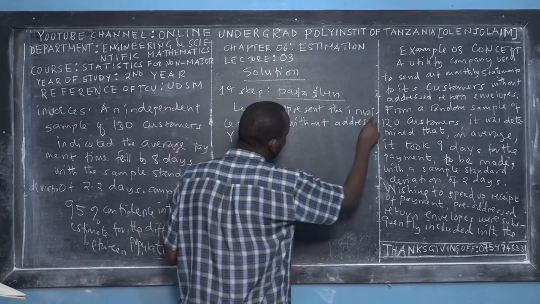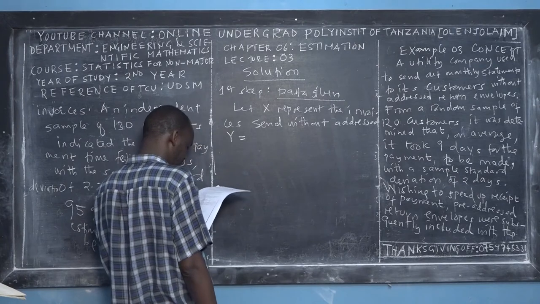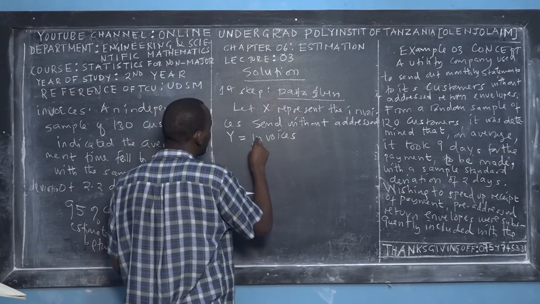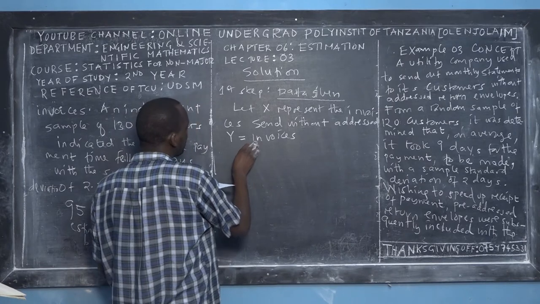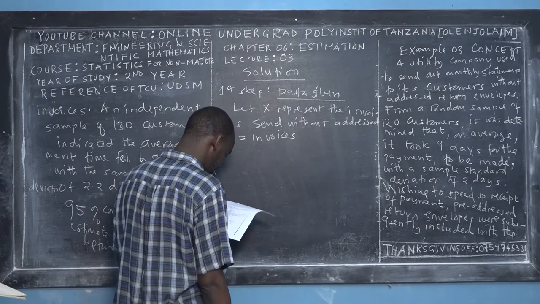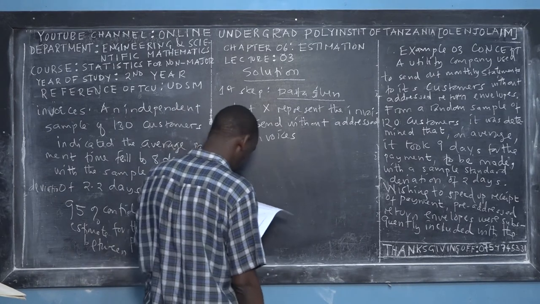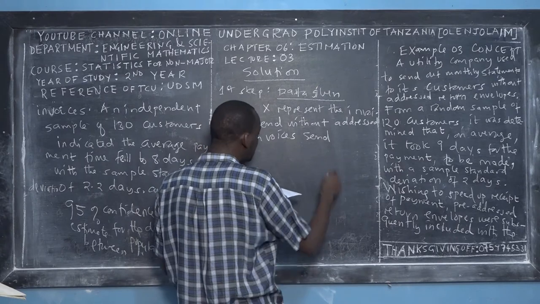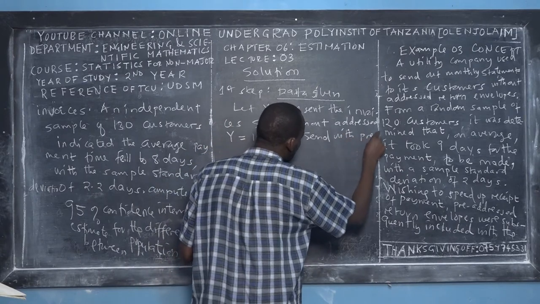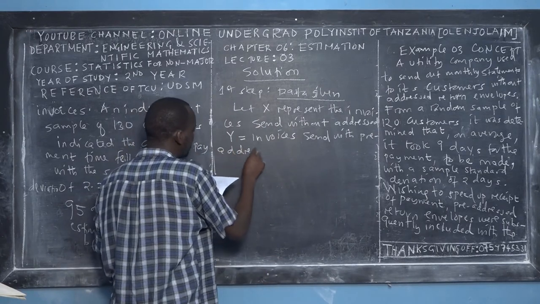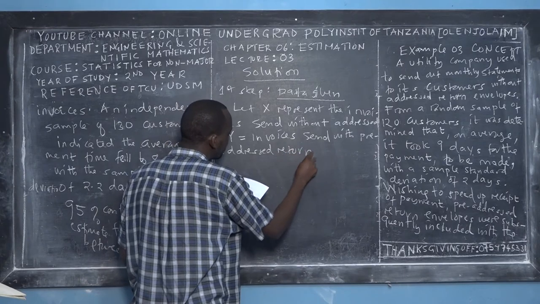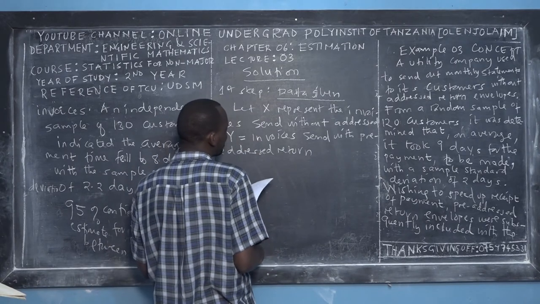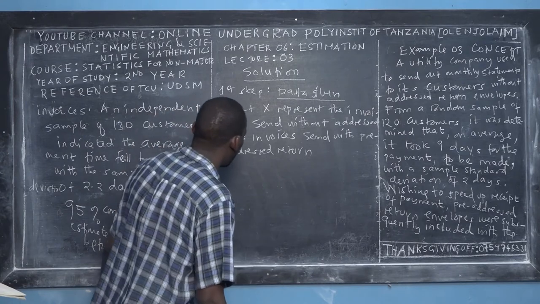Let Y be the invoices sent with pre-addressed return envelopes.